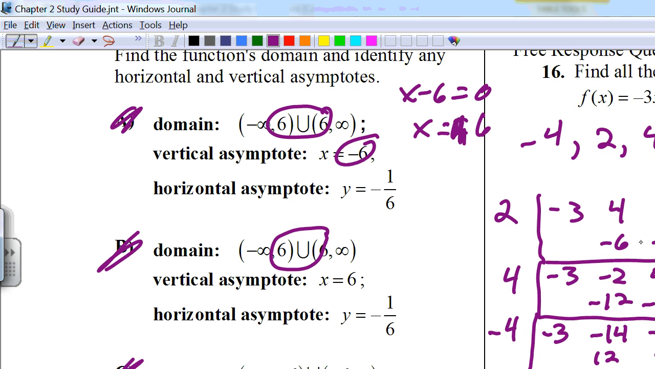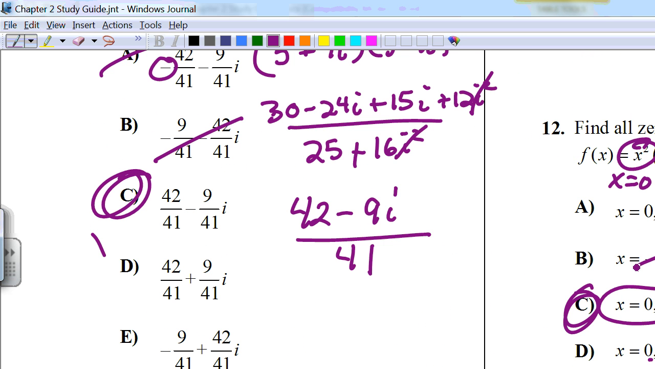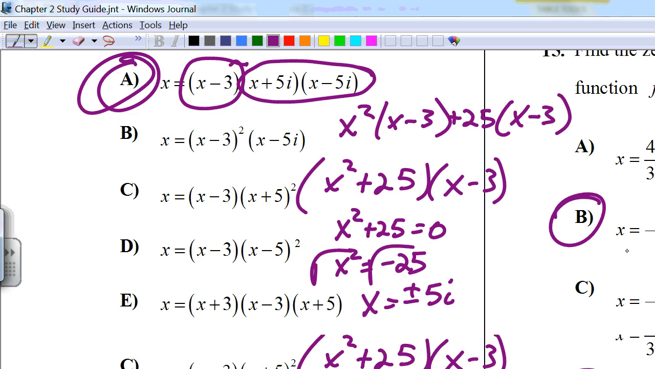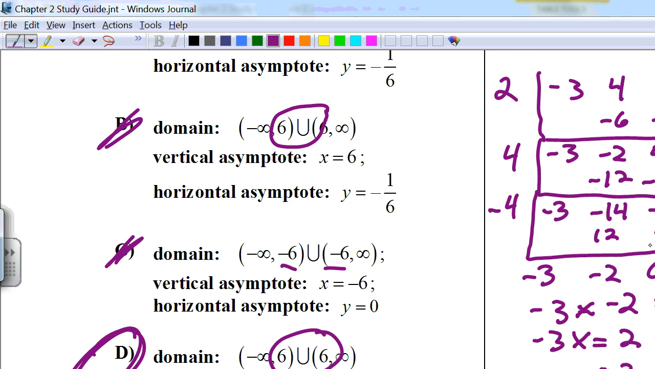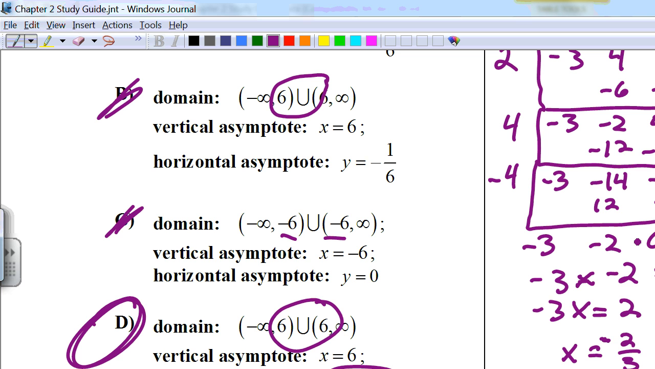I want you to graph it. Okay, I want you to graph it. I want to see the synthetic division dividing out your whole numbers. And then I want to see you factoring whatever results you're left with. So that's your free response. And we're done.